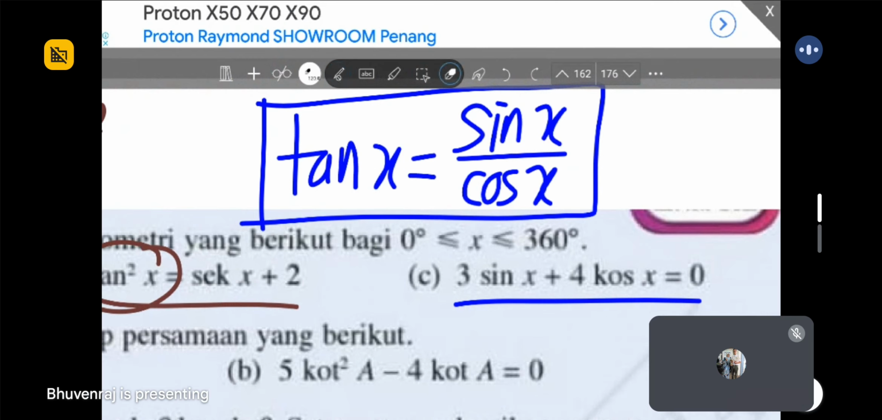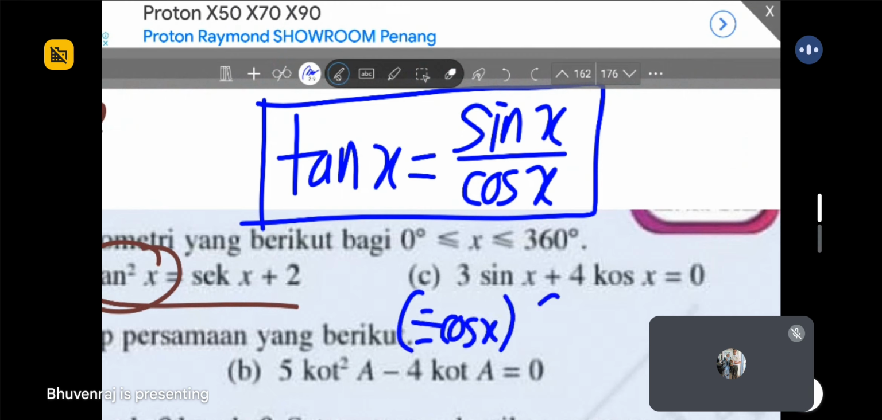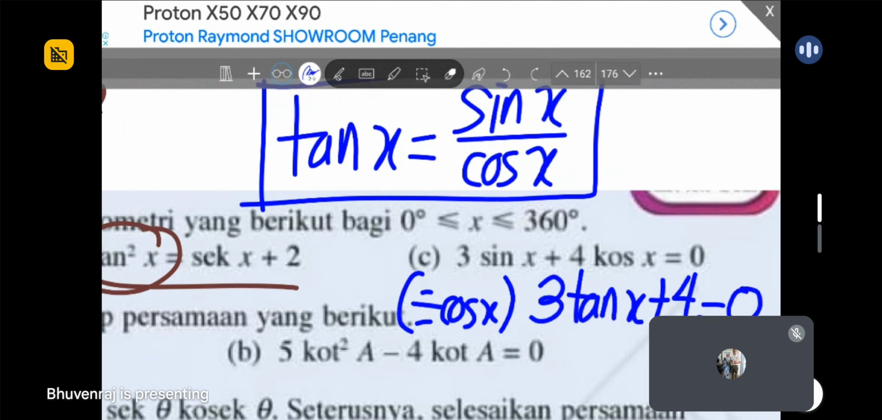Kena cari cara. Okay, so how? What do you all think? Kamu fikir macam mana? So try to think and see. How do you get tangent x over here? Yes. Okay, you must divide by cos x. Am I right? So if you divide cos x to the whole equation, you will get 3 tangent x plus 4 equal to 0. Macam ni kan? So you can already get the answer, guys. So tangent x equal to negative 4 over 3.